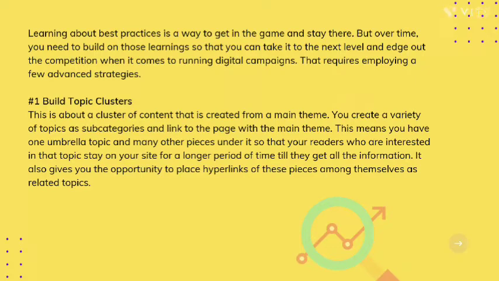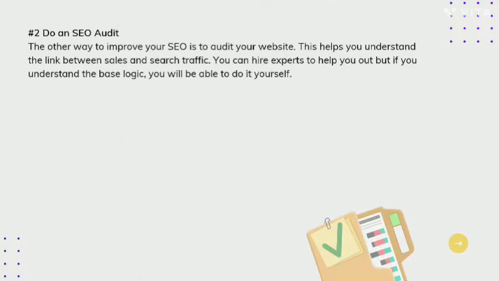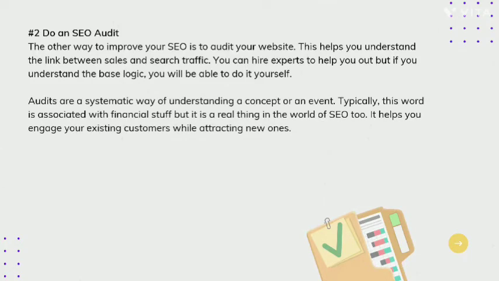Number 2. Do an SEO audit. The other way to improve your SEO is to audit your website. This helps you understand the link between sales and search traffic. You can hire experts to help you out, but if you understand the base logic, you will be able to do it yourself. Audits are a systematic way of understanding a concept or an event.